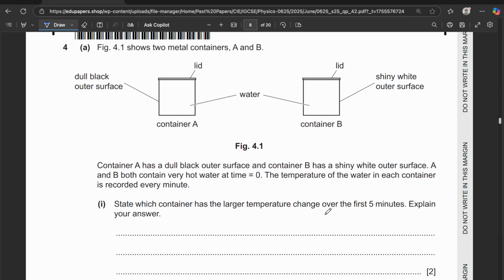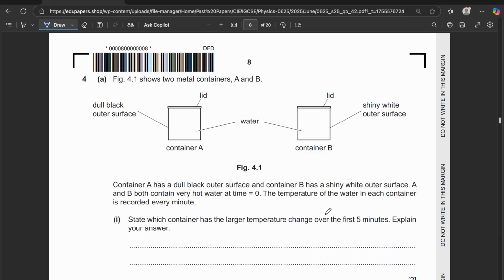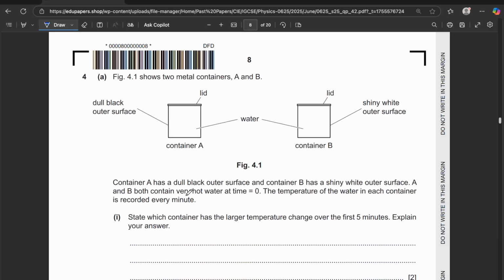Figure 4.1 shows two metal containers A and B. Container A has a dull black outer surface and container B has a shiny white outer surface. A and B both contain very hot water at time 0. The temperature of the water in each container is recorded every minute.